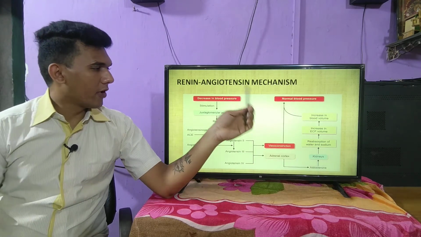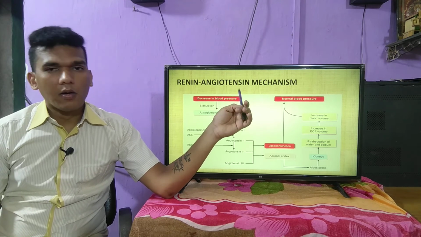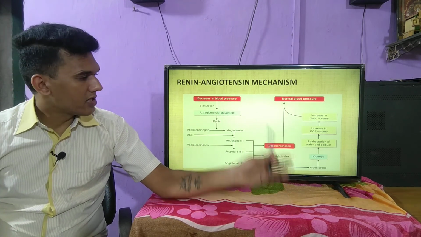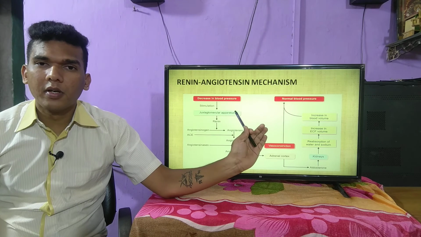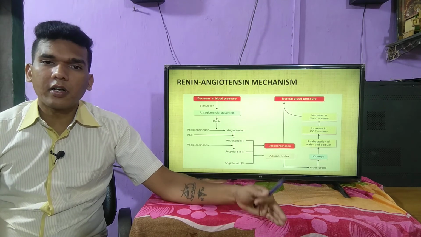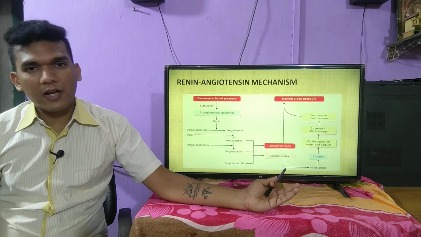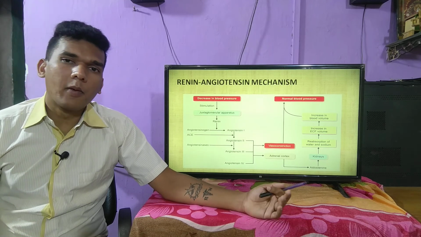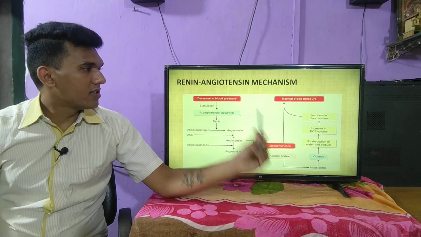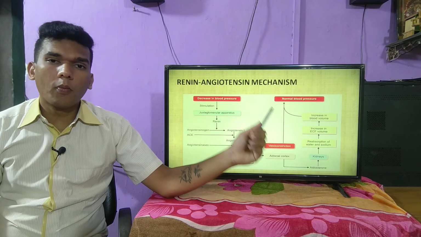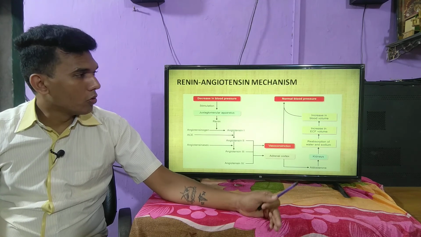So this is a normal phenomenon when the blood pressure is decreased. But many times what happens? There is a pathology in this whole mechanism and this mechanism gets activated without any need. So at that time the person will land up with high blood pressure. Okay, so this is the renin-angiotensin mechanism. I hope this class is clear to you.